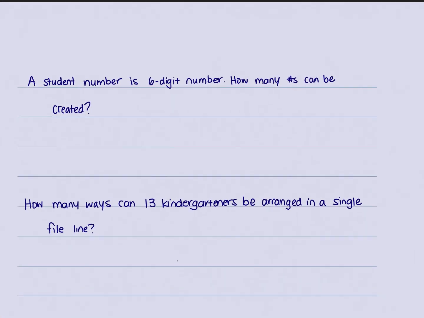A student number is a 6-digit number. How many numbers can be created? So in this case, you've got 6 one-digit numbers. It didn't say anything that they couldn't repeat.